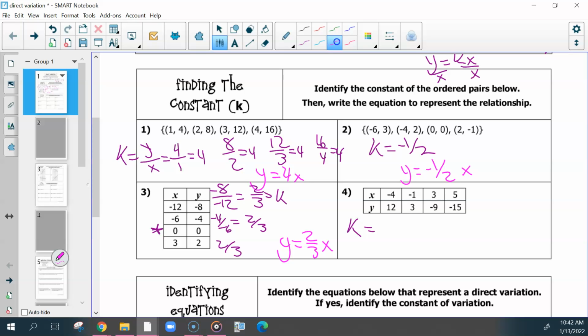And then what was our k value for 4? Negative 3. So our equation for that one is y equals negative 3x. Right, when we come back, we'll continue this.